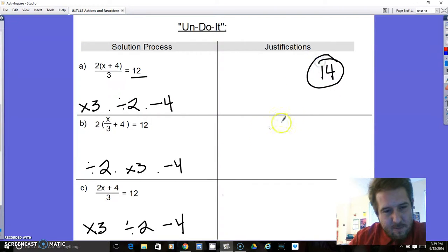You can show your work over here. What you're going to notice in the end is that you're going to get a different answer if you do the steps in a different order. 12 divided by 2 is 6. 6 times 3 is 18. 18 minus 4. Oh, maybe I did that wrong.